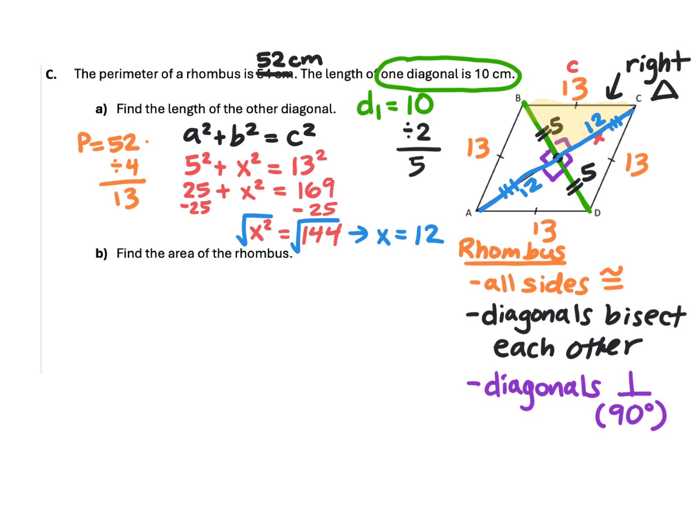So how does that help us find the diagonal? Well, look at the second diagonal, diagonal 2. It's those two 12s put together. So 12 plus 12 is 24. So the second diagonal is just 24 centimeters.